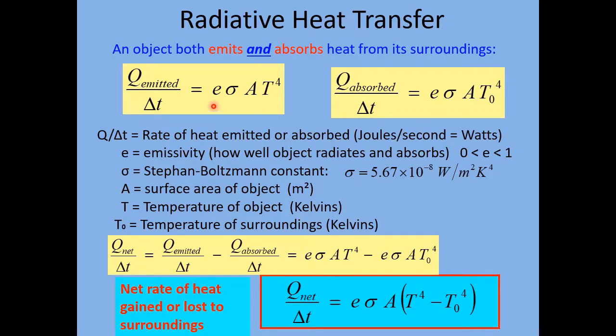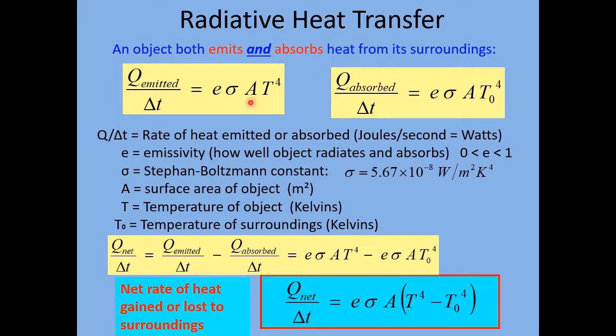by radiation. So it's got a bunch of terms in here. This first term, E, is called the emissivity of the object. It's how well the object radiates and absorbs. And emissivity is a number between 0 and 1, and this is something that would typically be looked up or given to you in the problem. This next symbol is sigma. And this is the so-called Stefan-Boltzmann constant. Sigma is just a number that we plug into the equation. It's 5.67 times 10 to the minus 8.